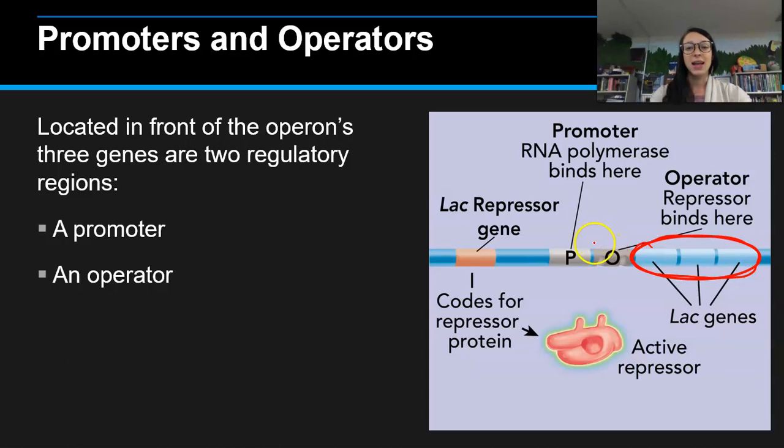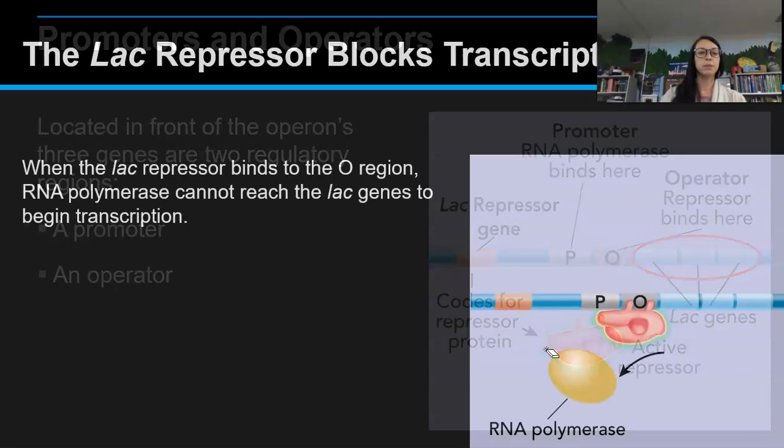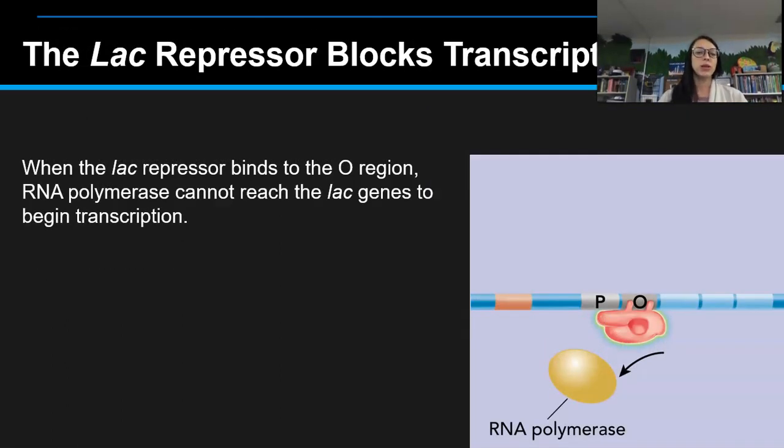We can allow the transcription of these genes to take place. If we allow the transcription of these lac genes to take place, the E. coli will produce the enzyme and break down the lactose and function properly. If there's no lactose present, we're going to block the transcription of the lac genes, and therefore lactose won't get broken down. So when the lac repressor binds to the O or operator region, RNA polymerase cannot reach the lac genes to begin transcription.